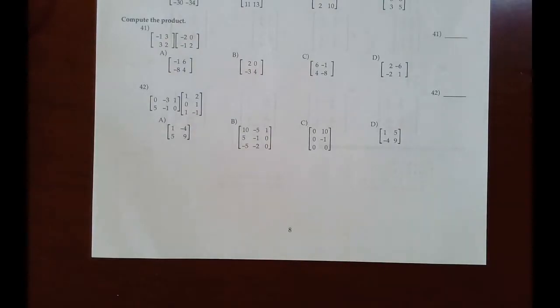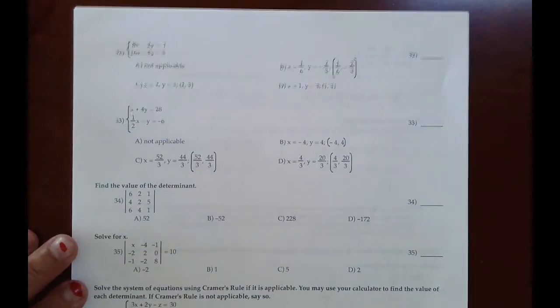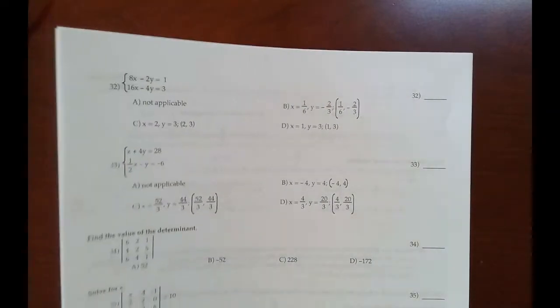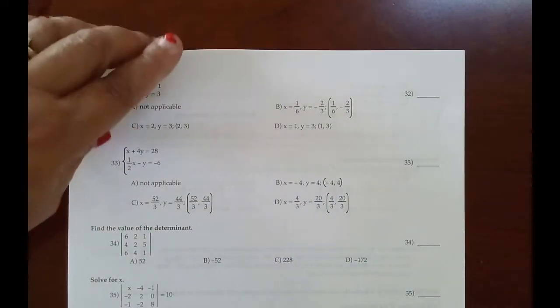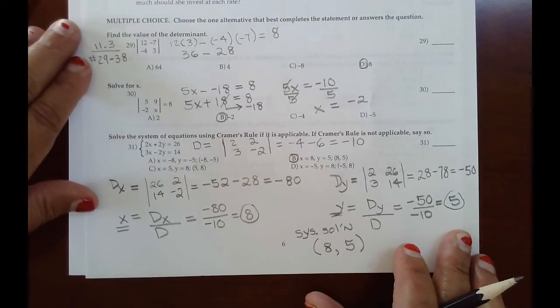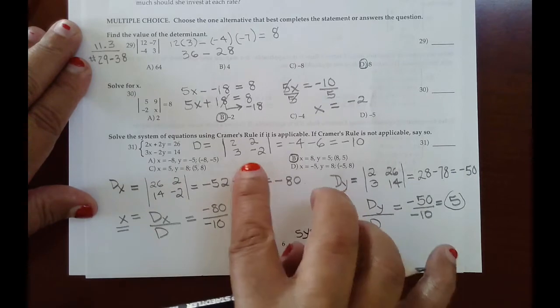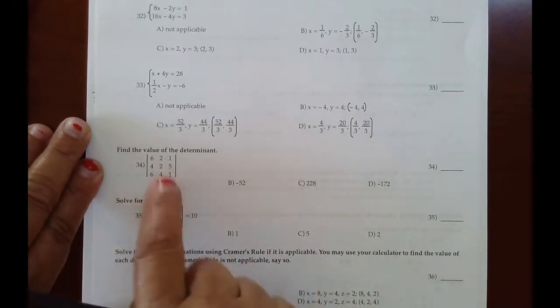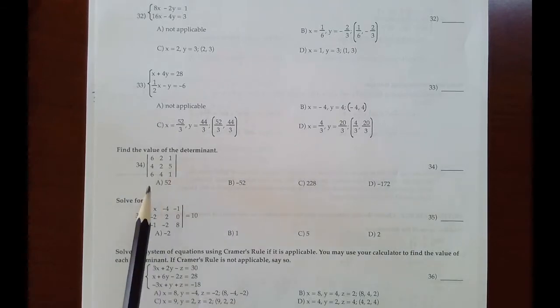Okay, moving on to 32. In problem 32, if there's not a new set of instructions, that just means that you are using the last bit of instructions from the previous page. So we're using Cramer's rule to do number 31, 32, and it looks like 33 as well. Because once you get to 34, it's a new set of instructions and a new size determinant.